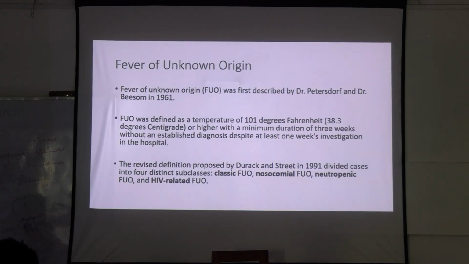Because nowadays we don't wait for 3 weeks, right? So as far as today is concerned, we have divided fever of unknown origin as fever where the known cause is not, that is still unknown, after routine investigation. রুটিনলি যেগুলো করা হয় সেগুলো করার পরে যদি কোনো ডায়াগনোসিস না হয় সেটাকে আমরা বলছি ফিভার অফ আননোন অরিজিন। Now this has been again categorized into 4 types. One is called the classical FUO, next is nosocomial FUO, neutropenic FUO and HIV related FUO.